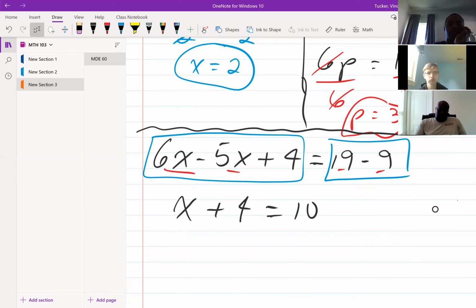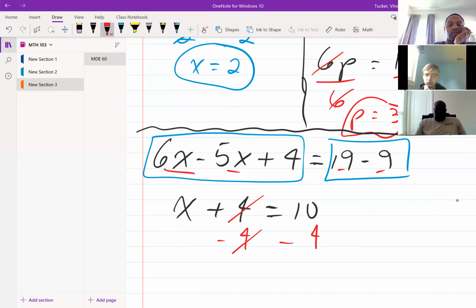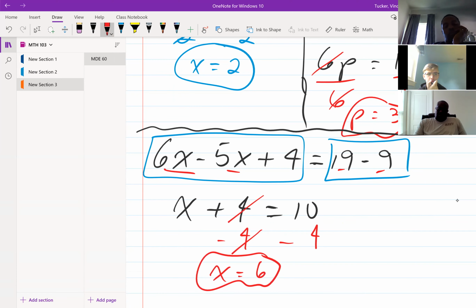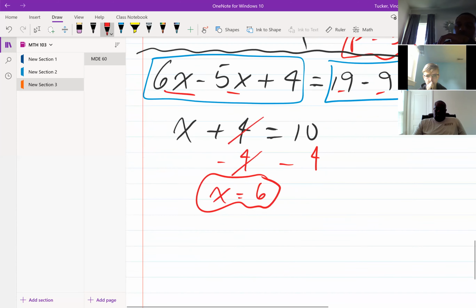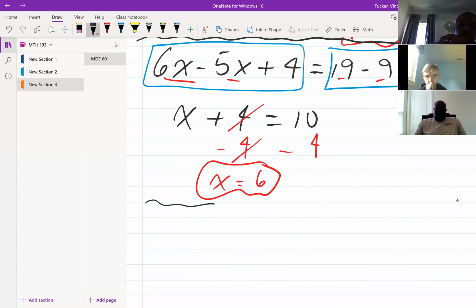All right, so from here, we will go ahead and finish this off by subtracting 4. X is equal to 6. All right, questions before we look at the next one?